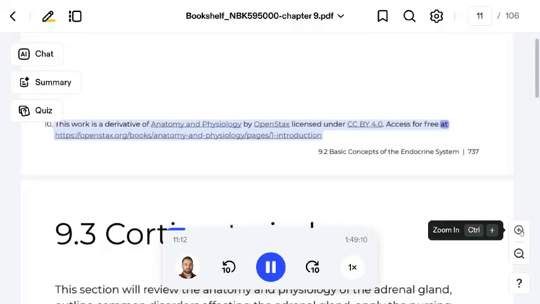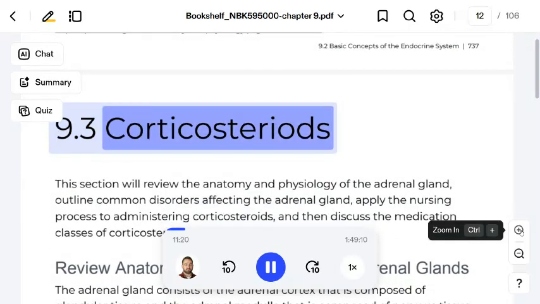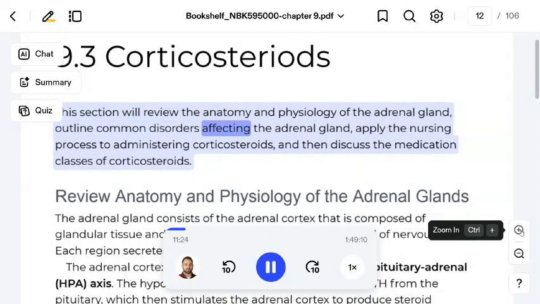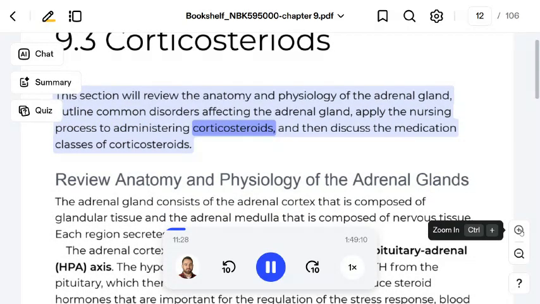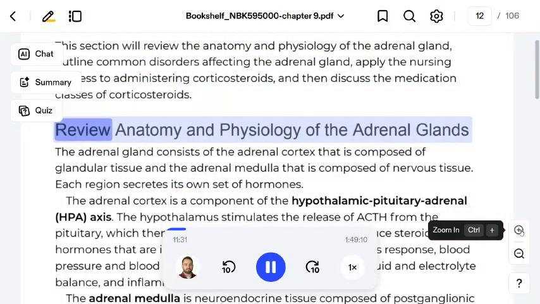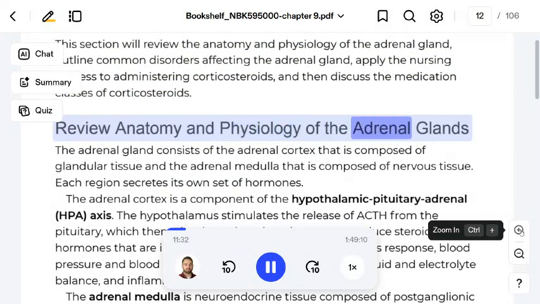9.3 Corticosteroids. This section will review the anatomy and physiology of the adrenal gland, outline common disorders affecting the adrenal gland, apply the nursing process to administering corticosteroids, and then discuss the medication classes of corticosteroids. Review anatomy and physiology of the adrenal glands.